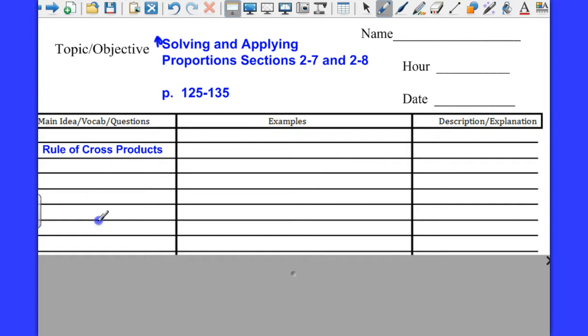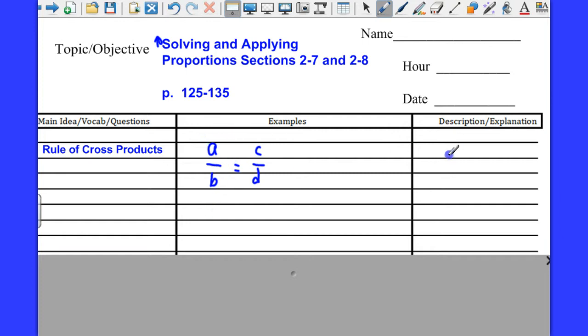The first thing we need to talk about as we get into proportions is this thing called the rule of cross products. It's true for every proportion. We'll just write it as a proportion. Let's do the example first this time. A over B is equal to C over D. Now this is a proportion because it has an equal sign. A proportion has to have an equal sign and 2 ratios. So you have a ratio equal to a ratio. If you have that, the whole thing is a proportion.